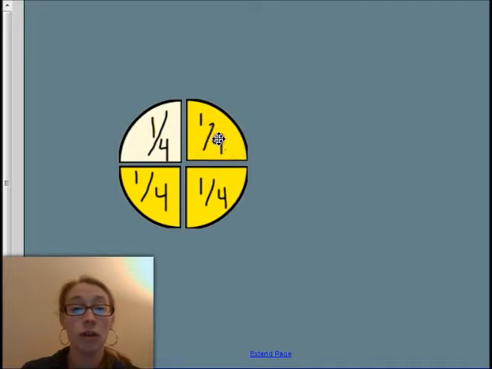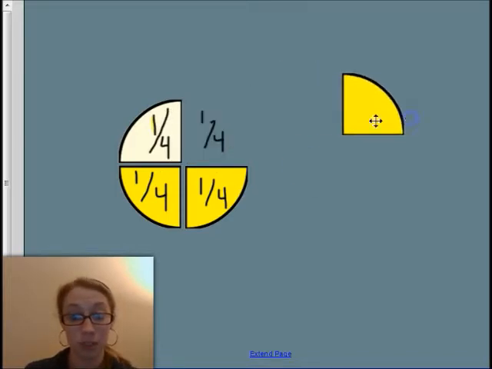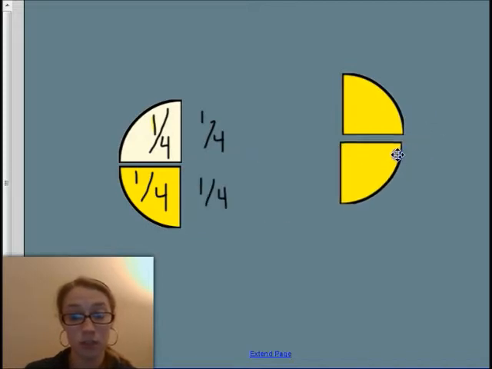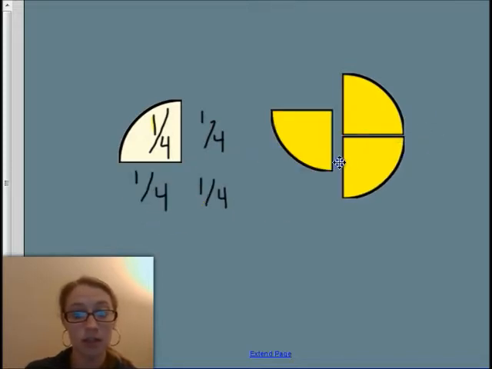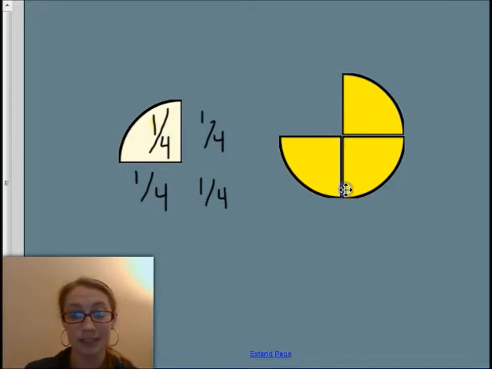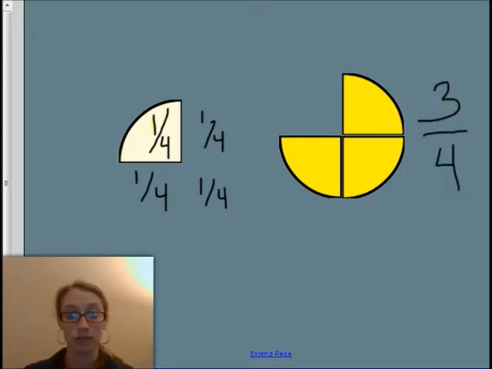Well, how many fourths do we have? We have this one, and this one, and this one are all shaded. So how many fourths is that? Well, 1, 2, 3. So 3 out of 4, or 3/4, is shaded.